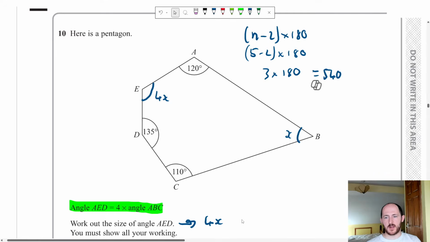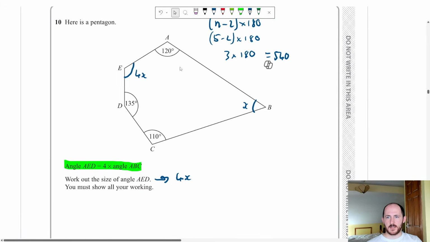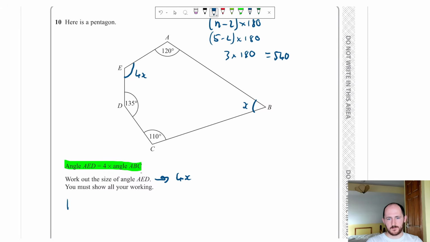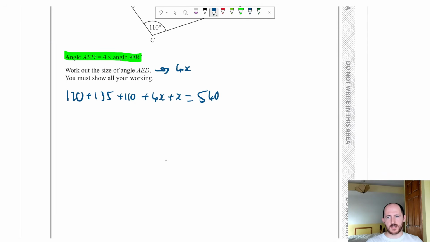So all we're going to do is write an equation and solve it. So we're going to add up all of this, so we get 120 plus 135 plus 110 plus 4x plus x equals 540. Let's gather the like terms. So 4x plus x is 5x. So we have 120 plus 135 is 255. Add 110 will give me 365.